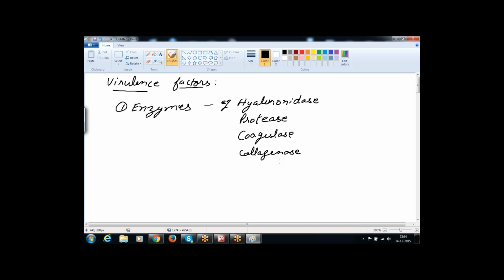Collagenase will cause breakdown of collagen protein, which is the most abundant protein. So it is also capable of destroying proteins, which will help it enter deeper and deeper into the host body. Hyaluronic acid, if you remember proteoglycans and glycoproteins, is the most abundant proteoglycan. So hyaluronidase will cause breakdown of hyaluronic acid.